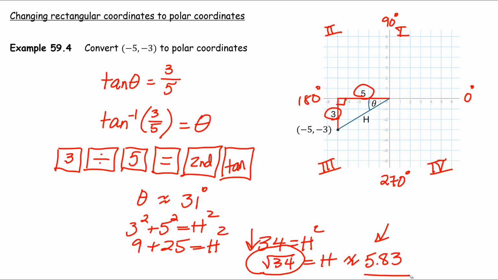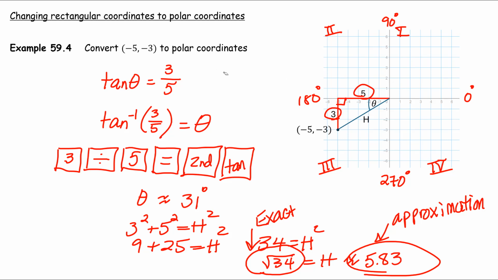5.83 is an approximation. You just chopped off a bunch of other numbers that were in the answer. It's actually an irrational number, so you could never write it exactly because those decimals would go on forever. So this is the exact answer, square root of 34. This is the approximation that has been written to 2 decimal places. So make sure you know the difference. All right, so our answer, I'm going to use the approximation because I think that's what your book does on this problem.